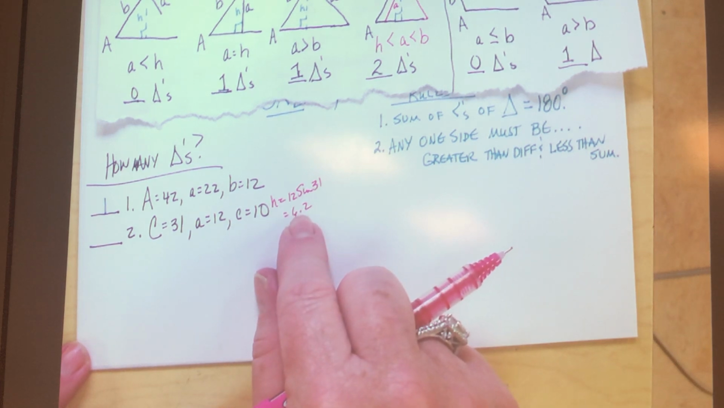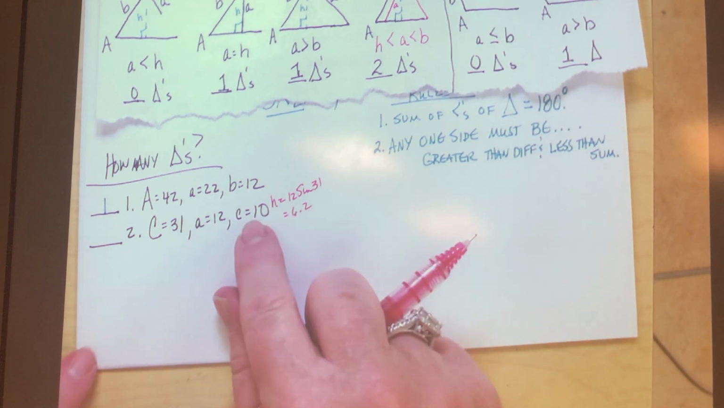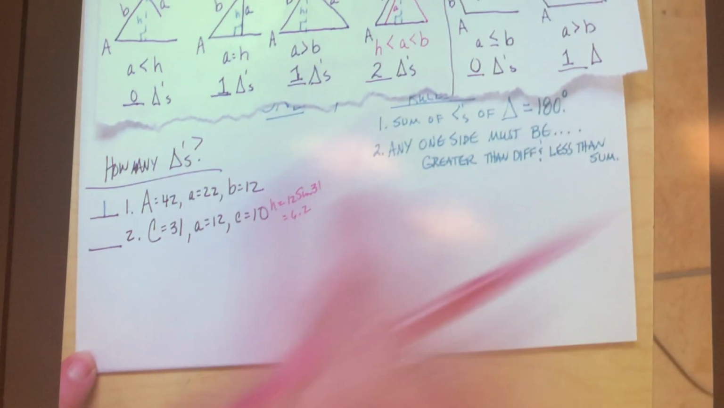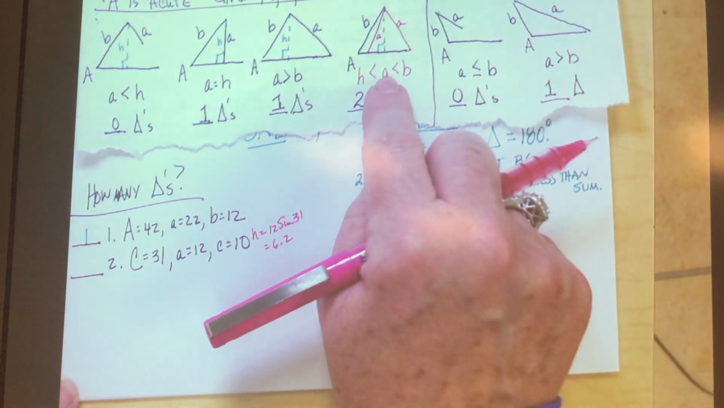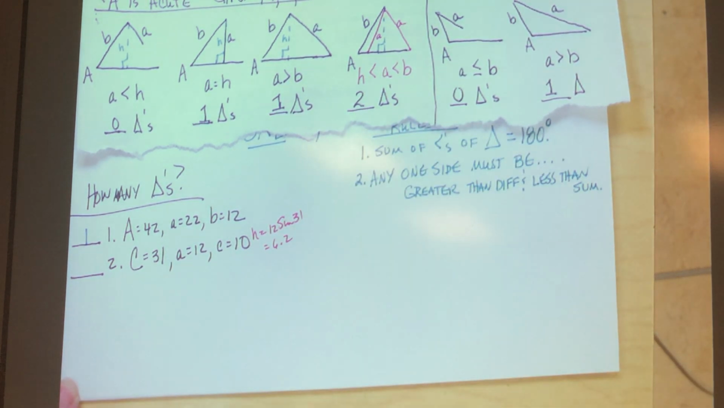Yes. So how many triangles does that make? 2. If this side is bigger than the height, that makes one triangle. But if this side is in between the height and the other side, that's when it makes two triangles.